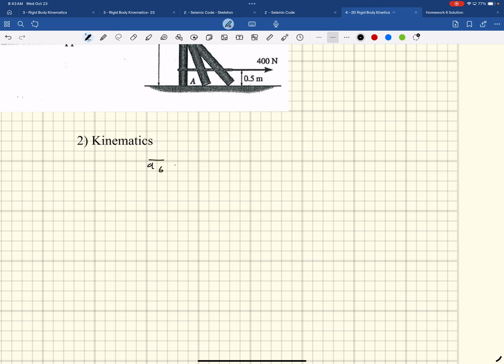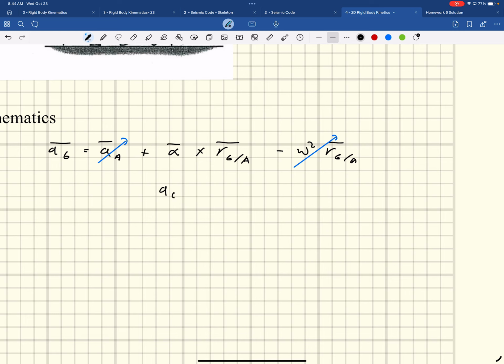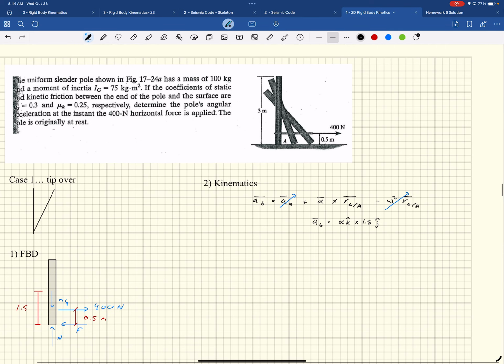So we're going to go to AG from AA. AG is equal to AA plus alpha crossed with RG seen from A minus omega squared RG seen from A. A lot of these problems, they start at rest. If they're starting at rest, there's no velocity there, and AA is 0. So my AG is equal to alpha in the K, always just assume positive, crossed with 1.5 in the J, because I'm just going from here to here.